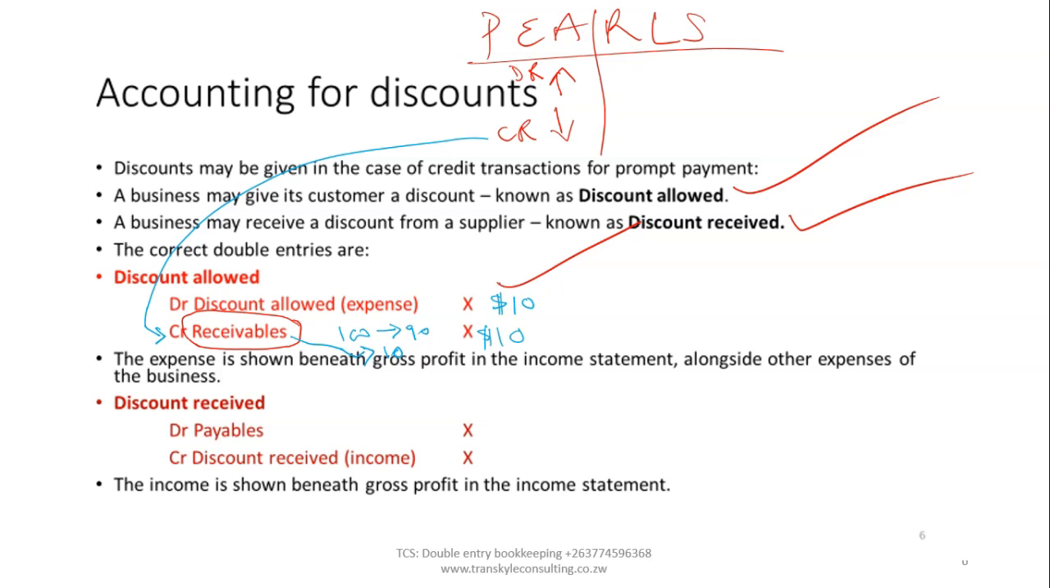Where do we show this expense? This expense is shown beneath the gross profit in the income statement, alongside other expenses of the business.